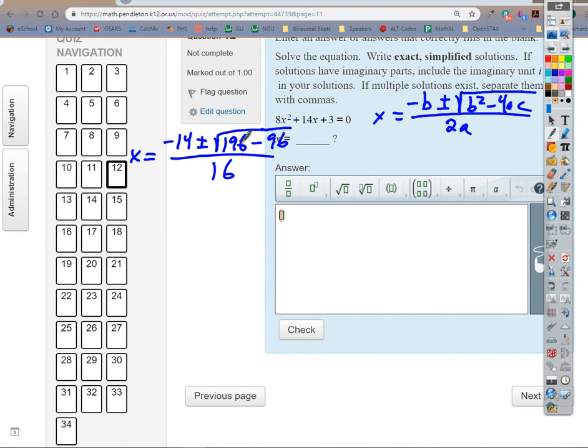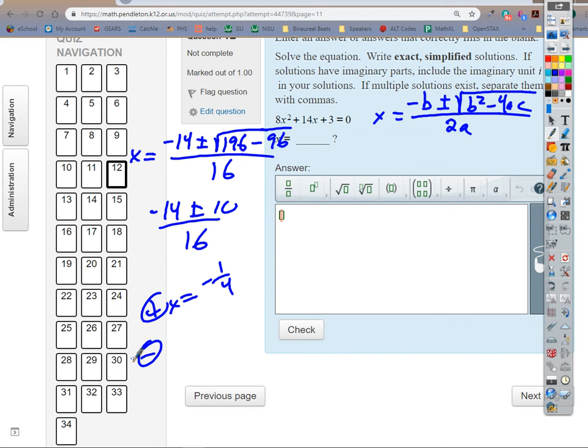Okay. So in this case, we get what under the radical? 100. Square root of 100 is 10. So then we can just do it like this: negative 14 plus or minus 10 over 16. We'll take the plus sign. So negative 14 plus 10 is negative 4 over 16. So I get negative 1/4.